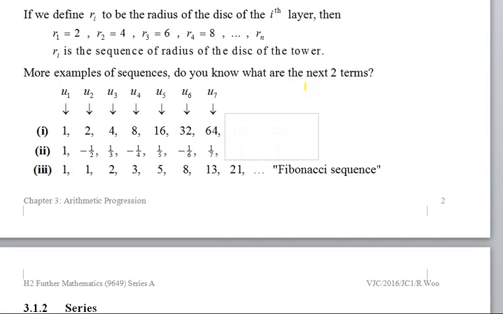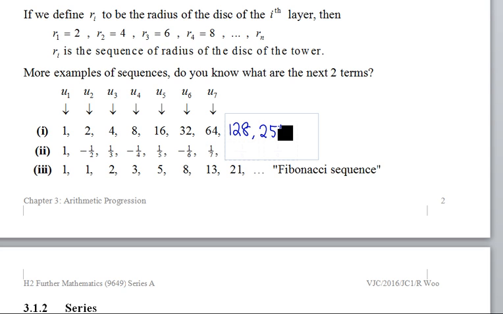Okay. Let's be very quick about it. Let's look at this sequence. Are we able to complete the sequence? This is the first term, second term, third term, fourth term, fifth term, sixth term, seventh term. Are you able to fill up the eighth term, ninth term? Can fill up? Quite easy. This is 128, this is 256. Times 2. No big problems. Alright?